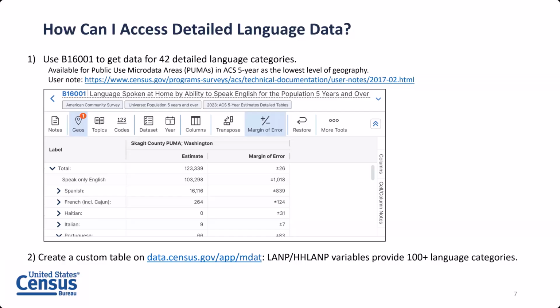And then the second option for you to get detailed language data would be to create a custom table using the Microdata Access tool. We are going to cover common questions about microdata access later on in this presentation. And the benefit of using the custom table is that you can get a few more detailed language categories. So over 100 detailed languages instead of the 42 provided through the pre-made table.